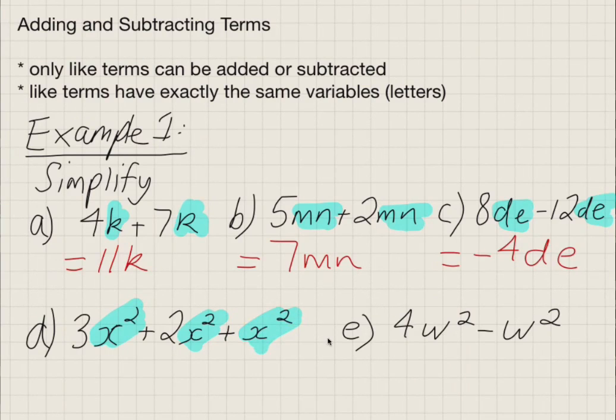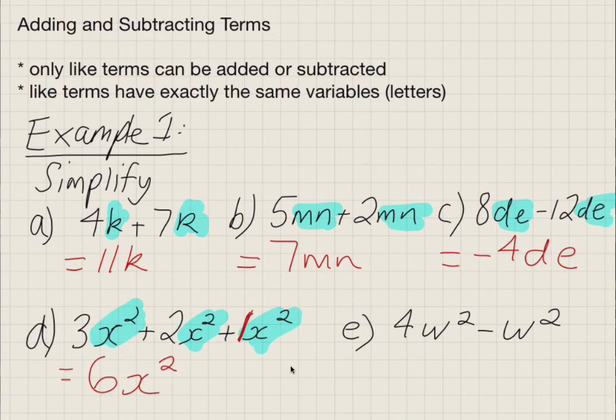Now, there is a number that is invisible in front of the x squared because we don't write it. We don't write 1x squared, we just write x squared. So there is an invisible 1 in front of there. 3 plus 2 is 5, plus 1 gives 6. So we have 6 lots of x squared.